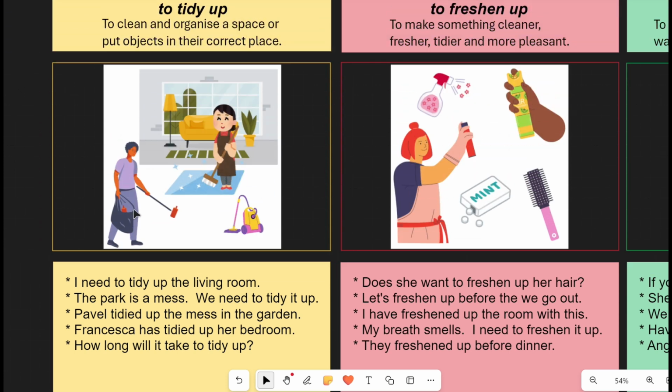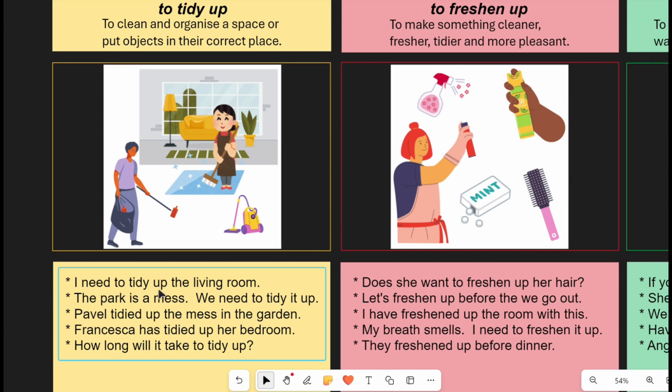To tidy up. To clean and organize a space or put objects in their correct place. Now, as you can see in the photo, this person is tidying this room. And this person down here is possibly outside in a park, tidying the park, putting them into the garbage bin right here. You can tidy up also with a vacuum cleaner.